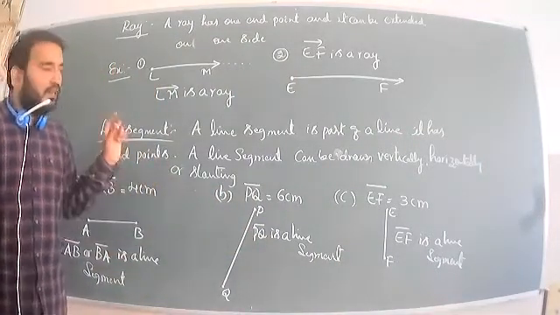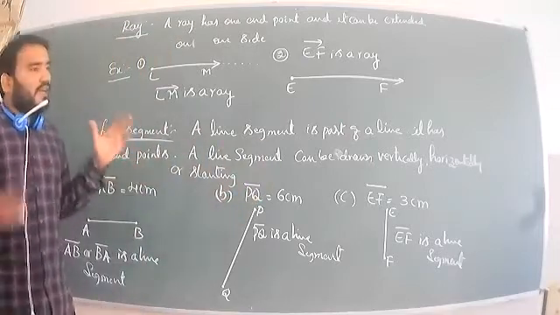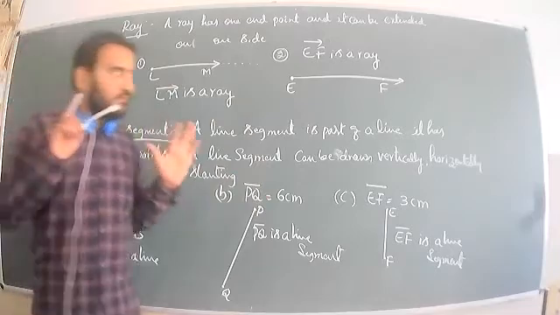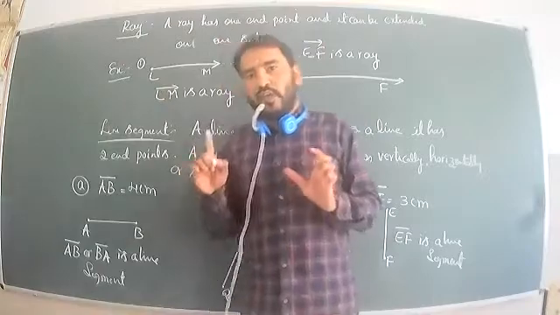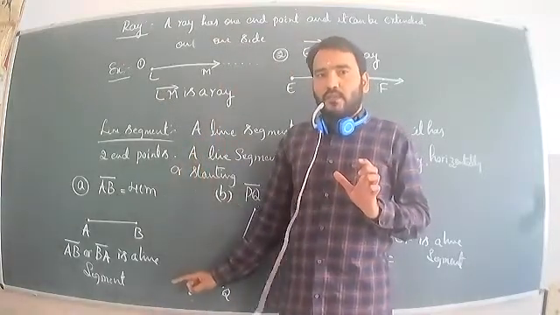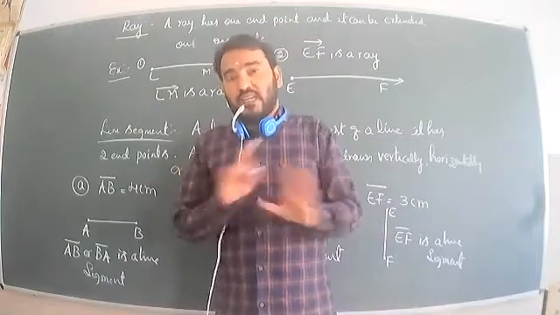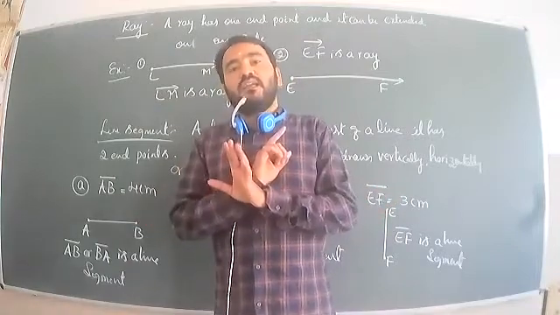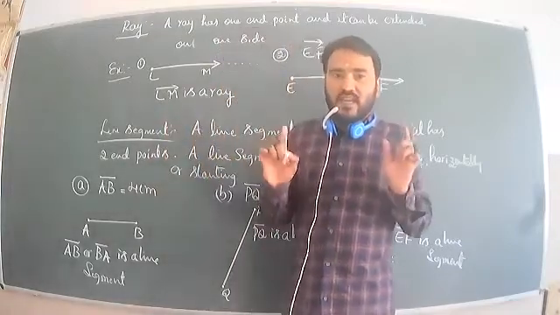This is called line segment. A line segment is a part of a line. It has two end points. A line segment can be drawn vertically, horizontally, slanting. Okay, a line segment has fixed length. It cannot be extended. A line segment cannot be extended. So this is the main difference between a line and a line segment.